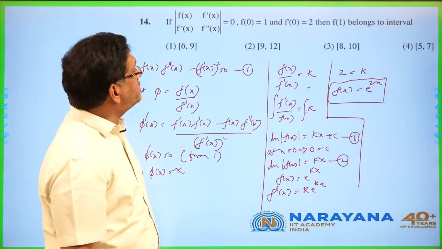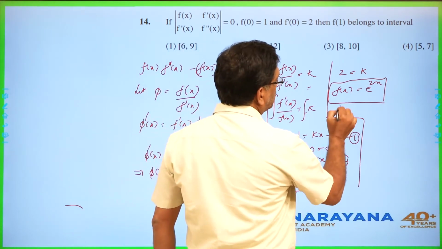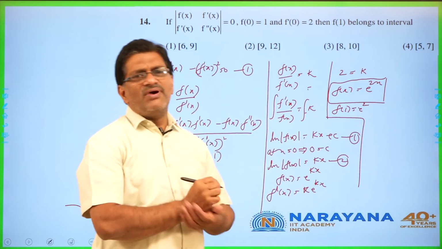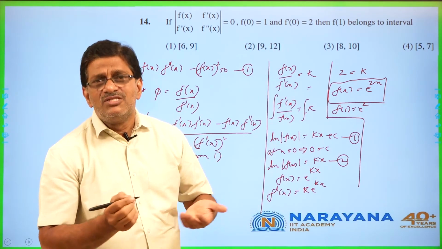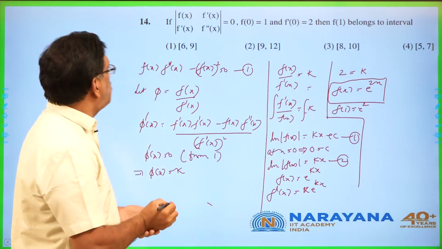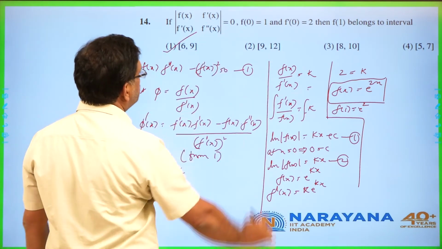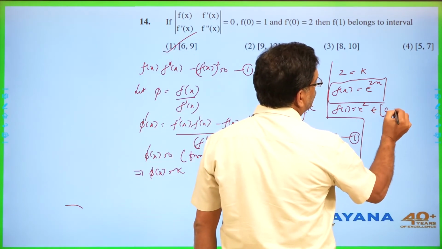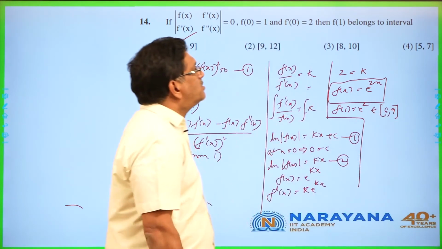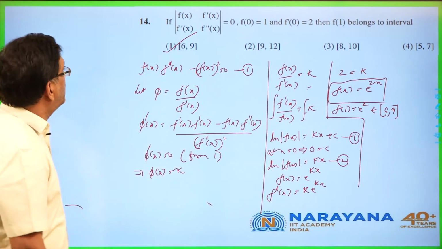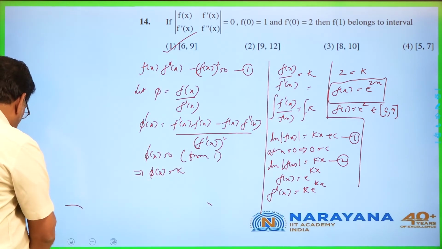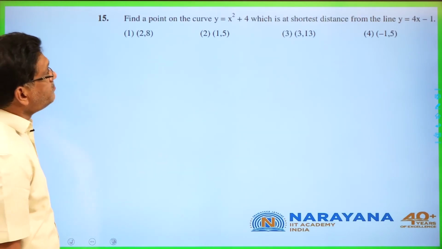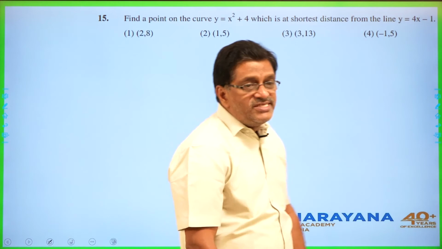Remember. Now what is he asking? f of 1. f of 1 equals e square. E value is 2.7, so automatically it is greater than 6 point something. So it belongs to 6 to 9. Okay. Simple problem. Remember that one. Next, let us go to the next question. Question number 15. Shortest distance.